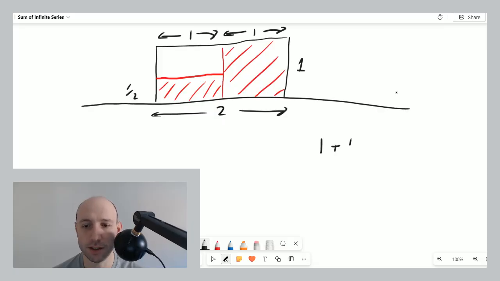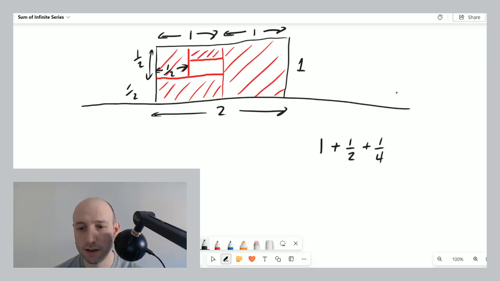So how much has been painted? 1 plus 1 over 2. Now let's paint half of what's left. Okay, so that's this. All right, what's that area? Well, that's 1/2 times 1/2, which is 1/4. This is 1/2, right? We're always painting half of what we painted before, which is also half of what's left. And so 1/4. Now we paint half of what's left again.